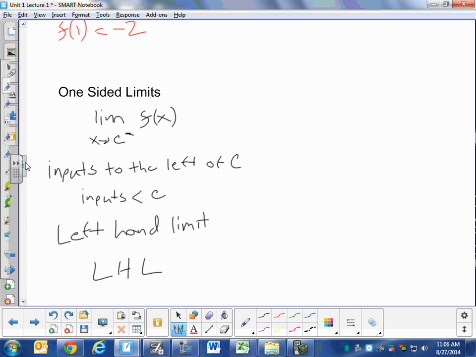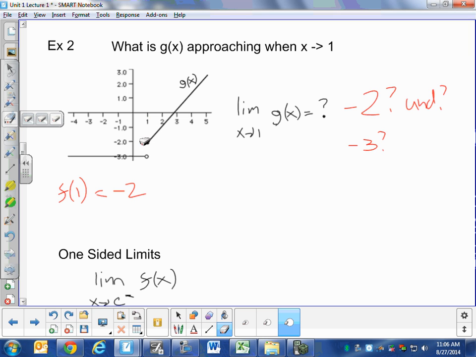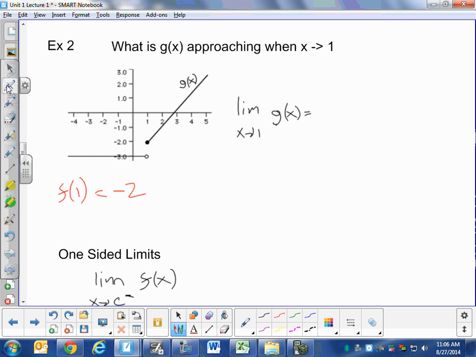Now, let's look back up here. What do I mean by left-hand limit? Instead of looking at 1 in general, because we're kind of confused about 1, I see -2, I see -3, maybe it's undefined. I'm just going to change it up. I'm going to say, let's look at 1 from the left. What I do is I look at my input 1, and I'm looking just a little bit to the left of 1. So input's a little bit smaller than 1. And I'm going to look at what my function values are approaching as we get closer to 1 on my input from the left.